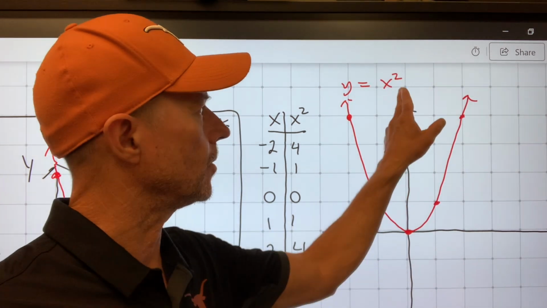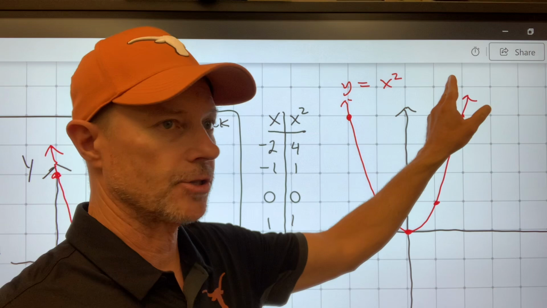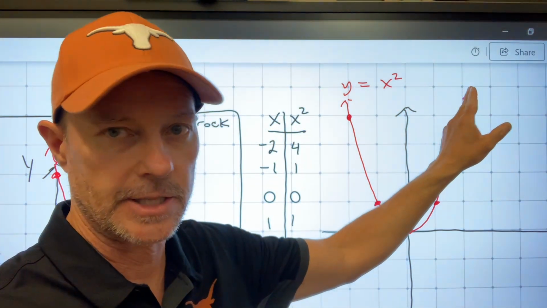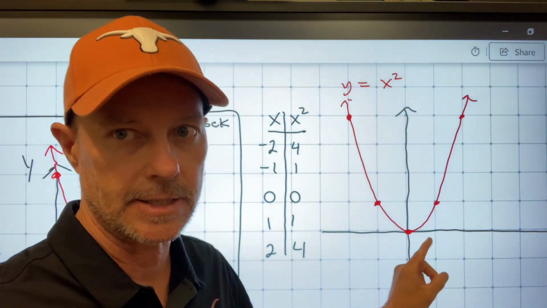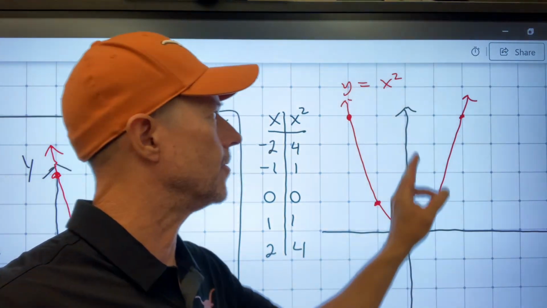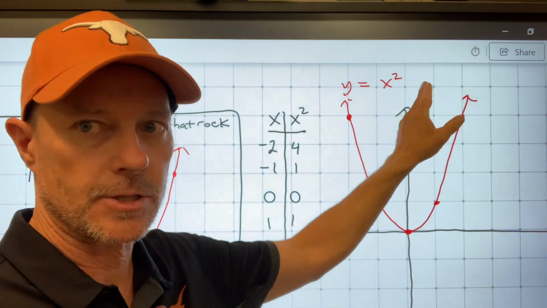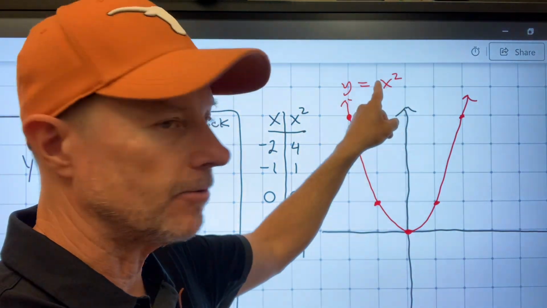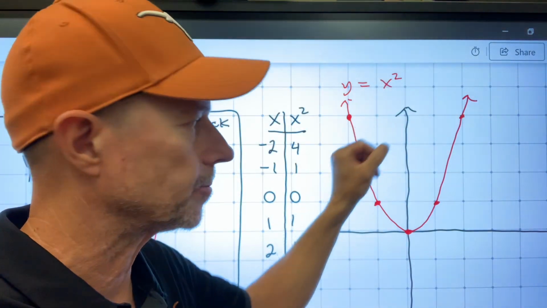So notice there's no linear term and no constant. If there's no constant, then that means the constant is 0, so it crosses the y-axis at 0. And there's no linear term, so b is also 0. And our leading coefficient, or a, is 1.